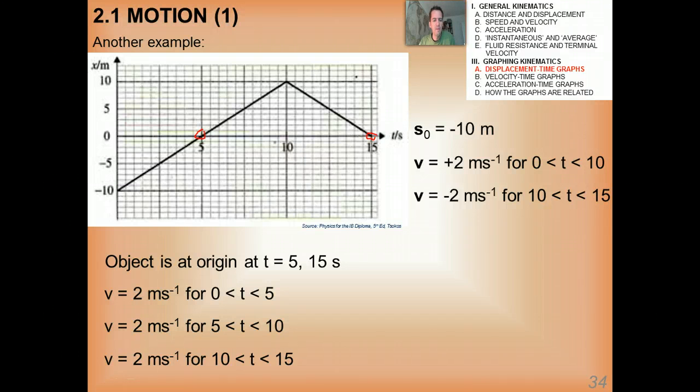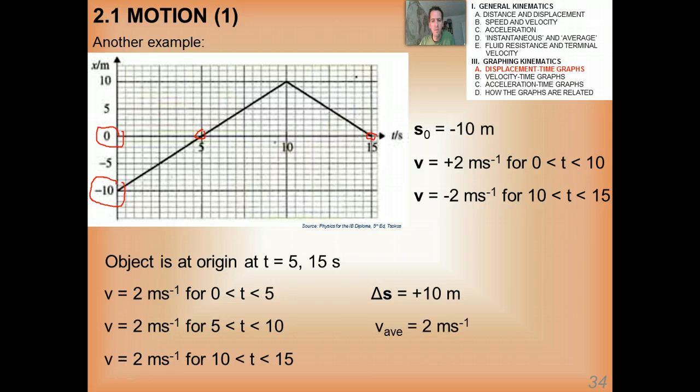Okay, remember, we're not talking about velocity, we're talking about speed. So the magnitude of the slope of the line in all three segments, 0 to 5, 5 to 10, 10 to 15, is 2 meters per second. The change in displacement is positive 10 meters because the object ended up 10 meters farther ahead in a positive direction than where it started. It started at negative 10 and it ended up at 0, so that's positive 10 meters.